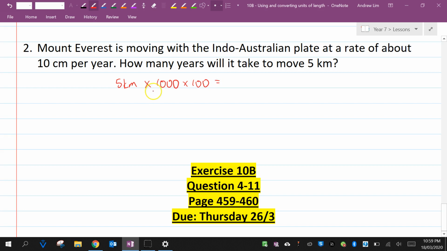So we're going to move the decimal point to the right 5 times. Or we can just add 5 zeros. 1, 2, 3, 4, 5. That's 500,000 centimeters. So if it moves at a rate of 10 centimeters per year, we can just do 500,000 and divide that by 10, or move the decimal point to the left once, which is equal to 50,000 years.